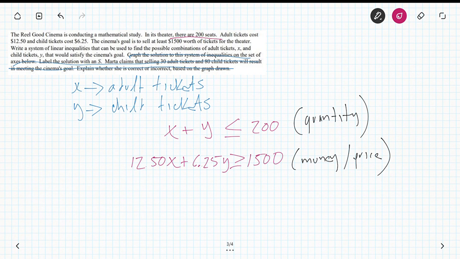The next thing you are required to do is to graph it, but like I said, there is no grid provided in the assignment, and I also don't have a grid here. So we're gonna go ahead and stop at this stage. This is the answer to the problem.